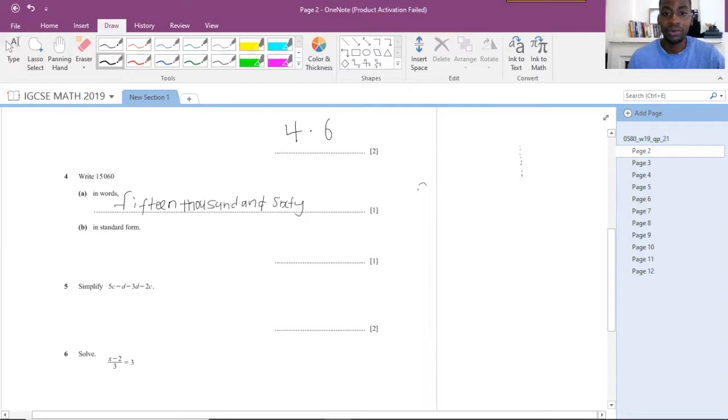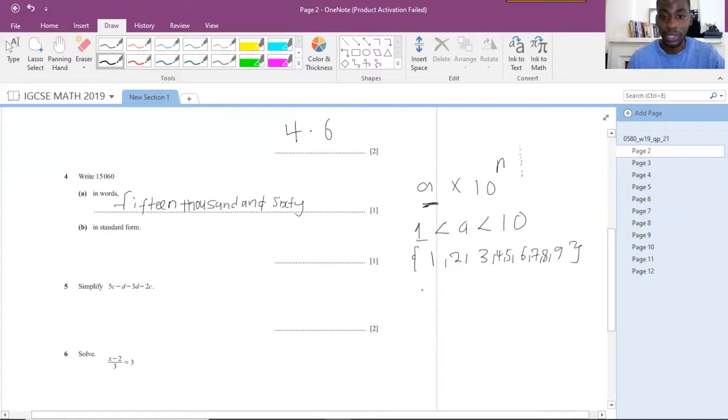Remember, the standard form is a times 10 to the power n, where n is an integer, meaning it can have both a negative and a positive digit. But the interesting fact is this a here. This a has to be greater than or equal to 1, but it has to be less than 10, meaning the solution set of this a goes from 1, 2, 3, 4, 5, 6, 7, 8, 9. So that's the solution set.